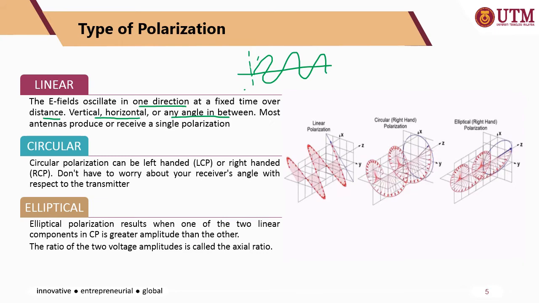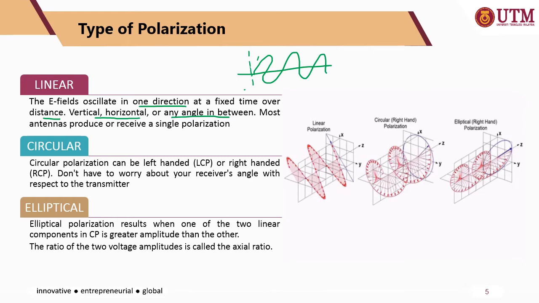So in linear polarization, it has one component, or the signal oscillates in one direction, or if it has two orthogonal components, the magnitudes must be the same and both components must be in phase.